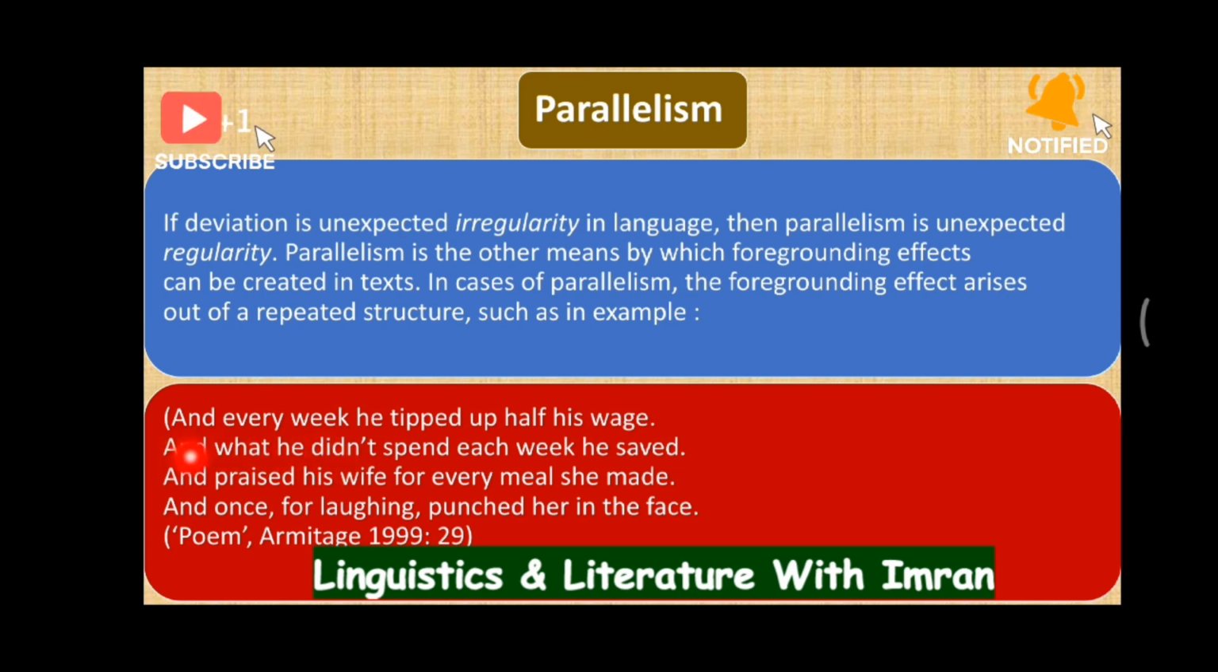Similarly, every line begins with the conjunction "and", here, here, here, and here. So again, we have another parallel structure. Similarly, in the three lines, line 1, line 2, and line 3, the same semantic structure is repeated. The fourth line is a little bit different. We can't say that it is a parallel structure. So the last line is an example of deviation, a kind of mixed structure. In the first three lines, we can see parallelism, and the fourth line is deviant from the above three lines. We will have some explanation of this on the coming slide.